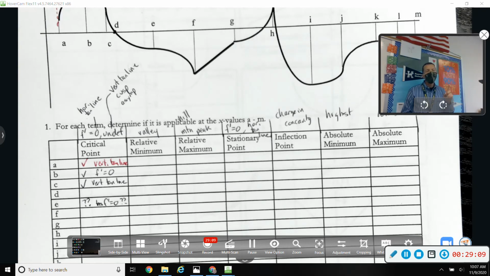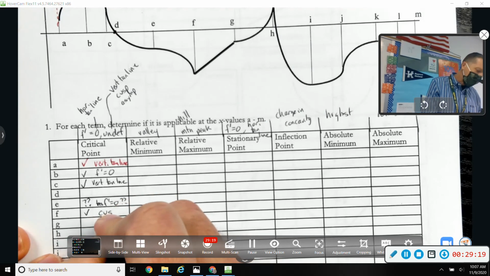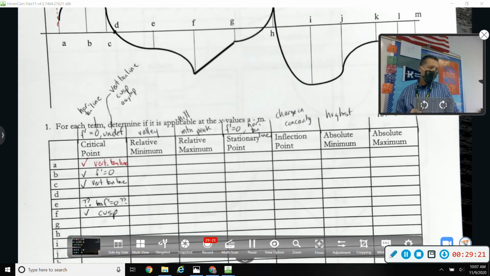How about F? F has a clear answer. Is it a critical point? Why is it a critical point? Slope is undefined. There's no derivative at a cusp. So that's a definite yes on F. How about G? Critical point or no?